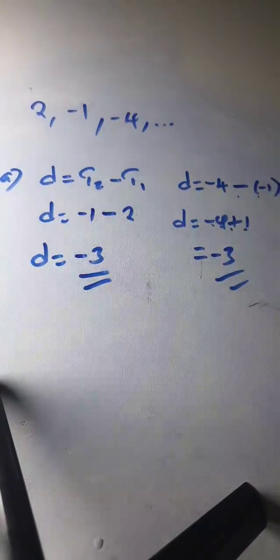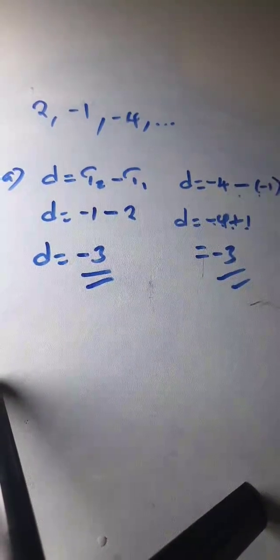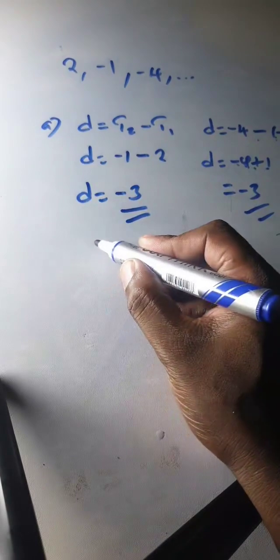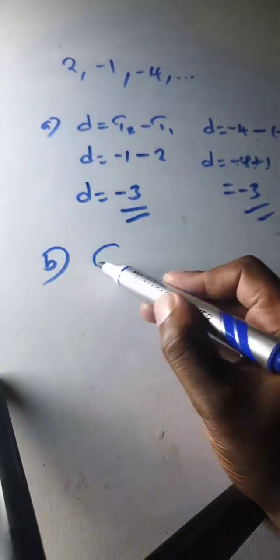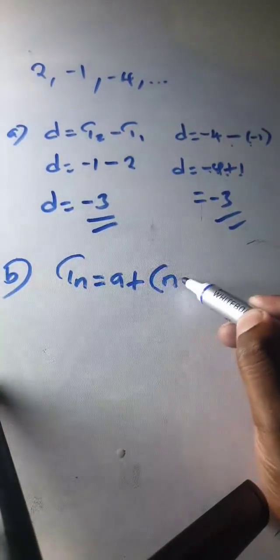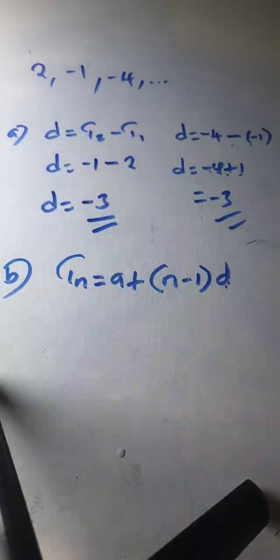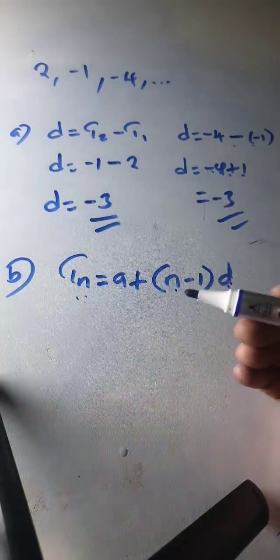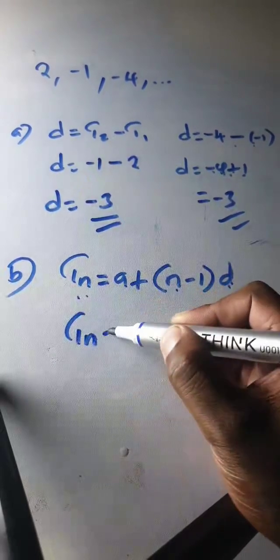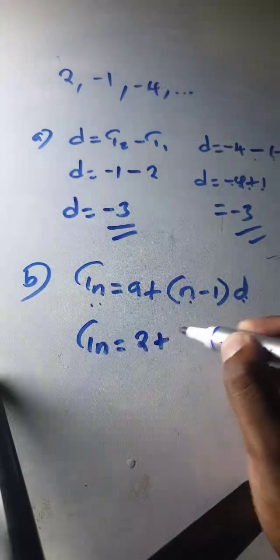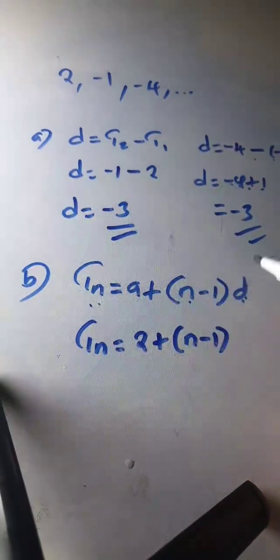Well and good. Let's go to question number 7b. We're saying we should find the formula for the nth term. We use the general formula for the nth term, which is nth term is equal to first term plus open bracket n minus 1 close bracket d, D for common difference. When they say nth term, that means n has no value. So we maintain nth term is equal to a, the first term. What is the first term? 2, plus n minus 1 times the common difference, which we found to be -3.